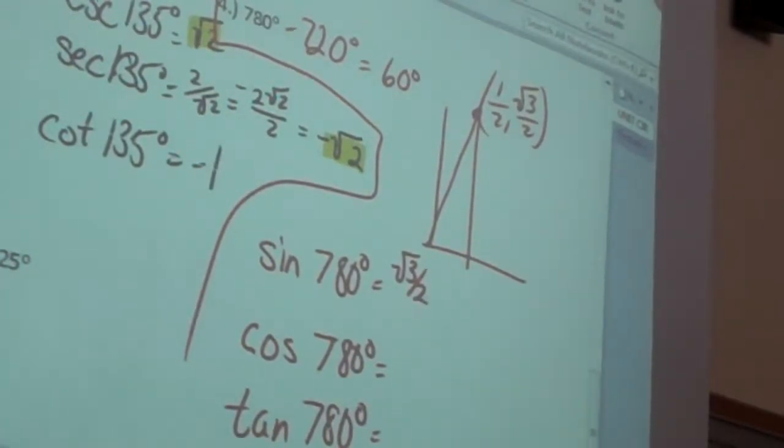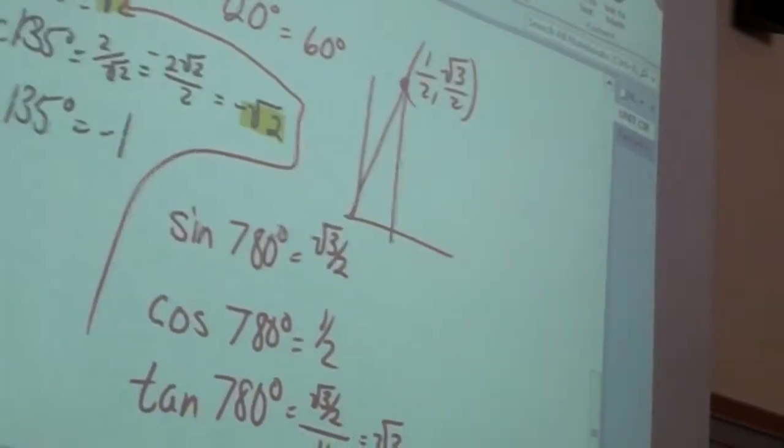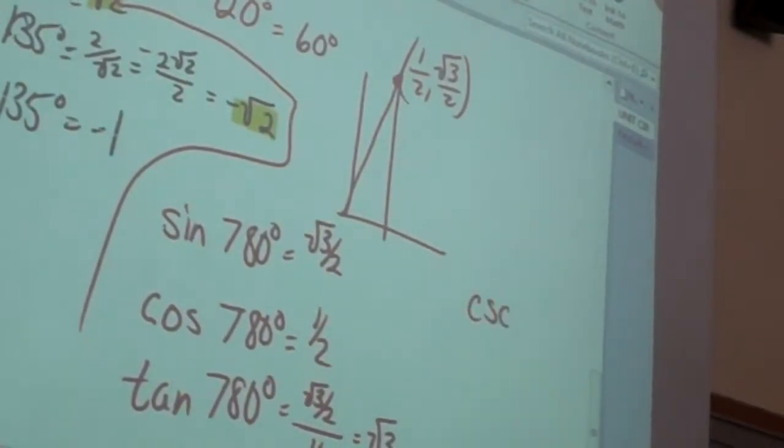Cosine of 780. 1/2. Tangent, square root of 3 over 2 over 1/2. What does that reduce to? Square root of 3. Square root of 3. Okay. Now we're doing the reciprocals, right? So we're going to get cosecant of 780.